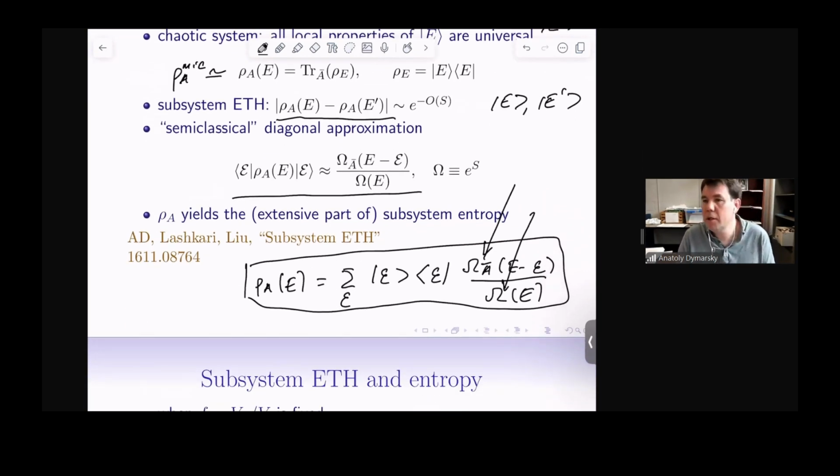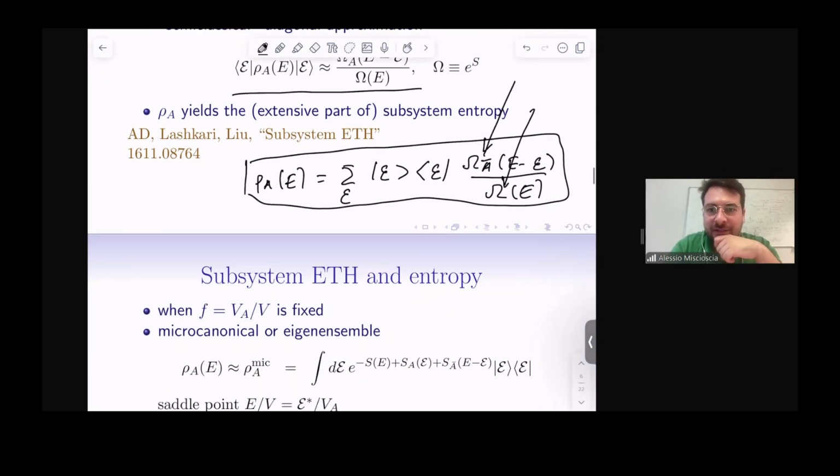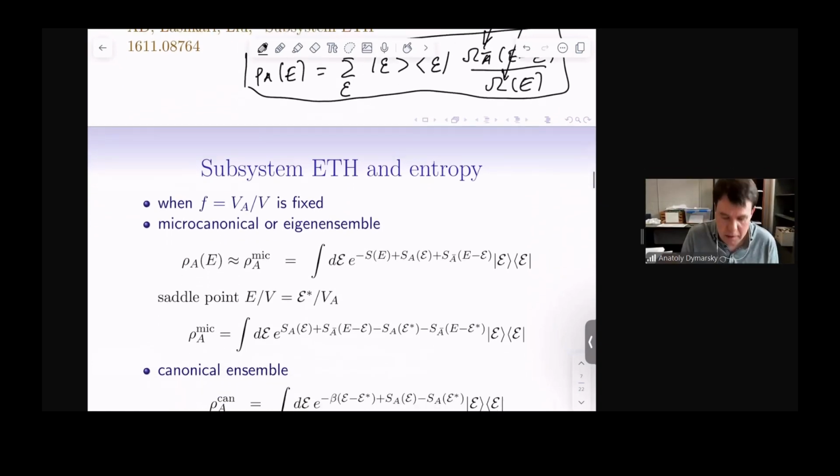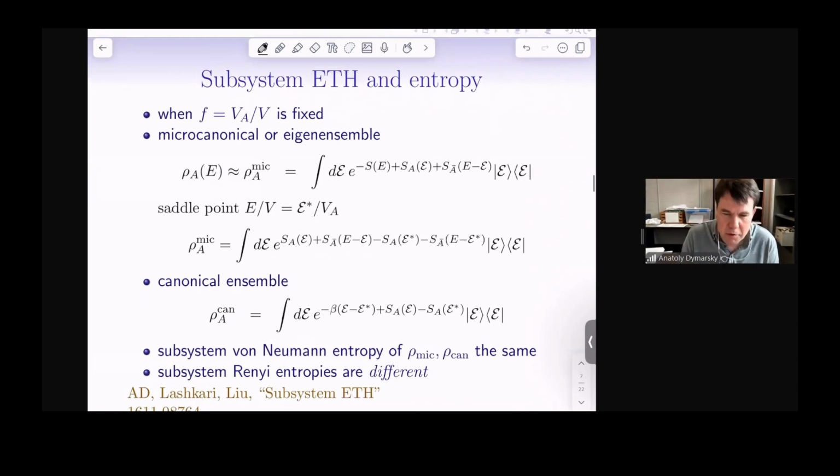So let me actually stop for a second and ask if there are any questions. Do we allow questions? Yes, of course. Are there any questions about this? Because this is maybe the most important. It's not technically involved, but this is conceptual, the most important part of my talk, where this diagonal approximation is coming from.